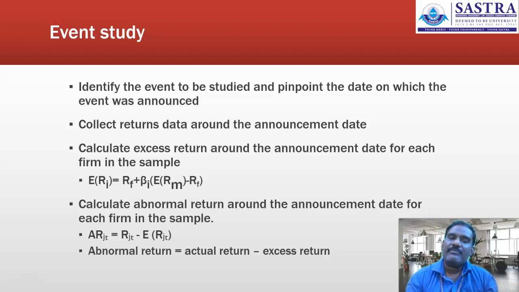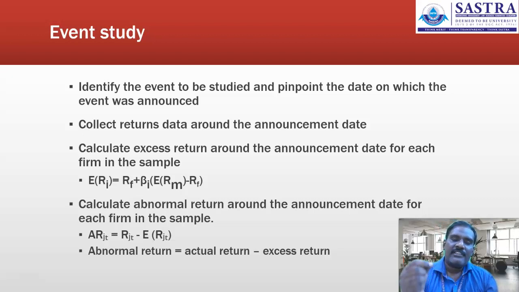So different parameters are taken for understanding the movement of the market, the purpose for which the event study is used. The first step in an event study is to identify the event. Let's say, for example, the company has declared its annual profit, and that information reached the market on 2nd May 2022. So on 2nd May 2022, the company declared its profit.